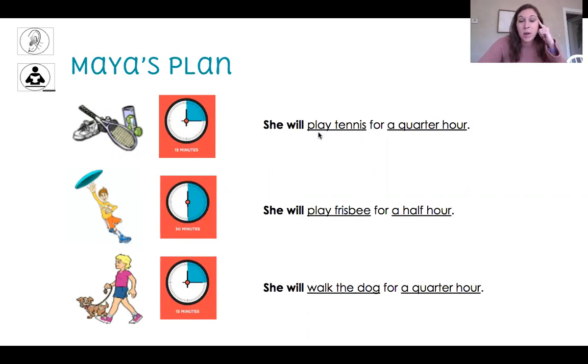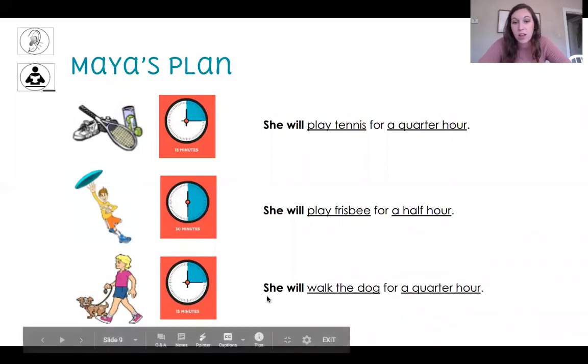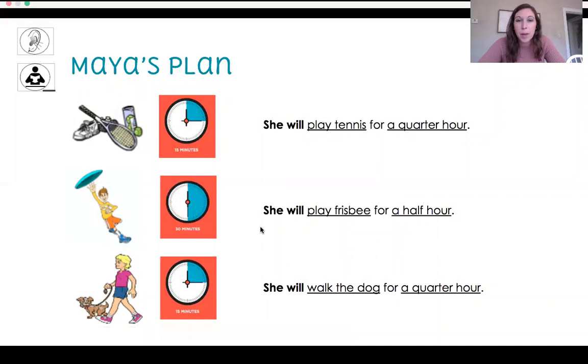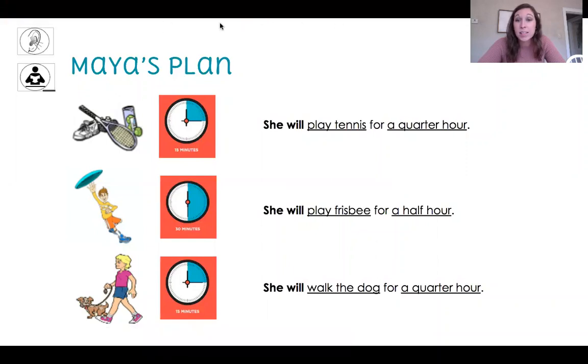She will play tennis for a quarter hour. She will play frisbee for a half hour. She will walk the dog for a quarter hour. Let's add up Maya's plan to see if it equals 60 minutes.